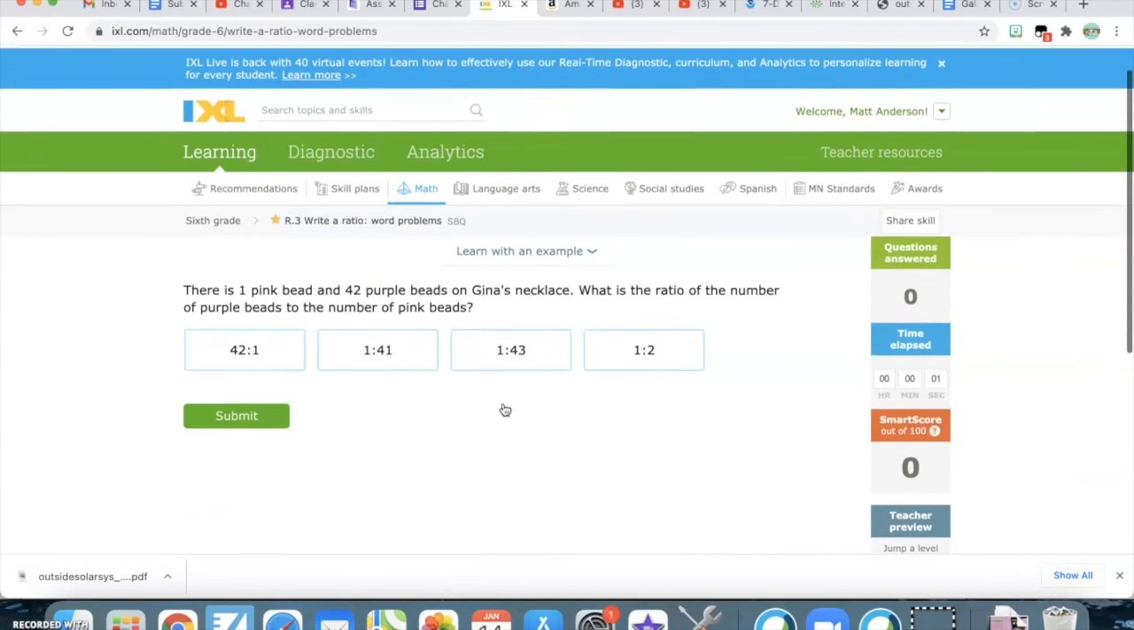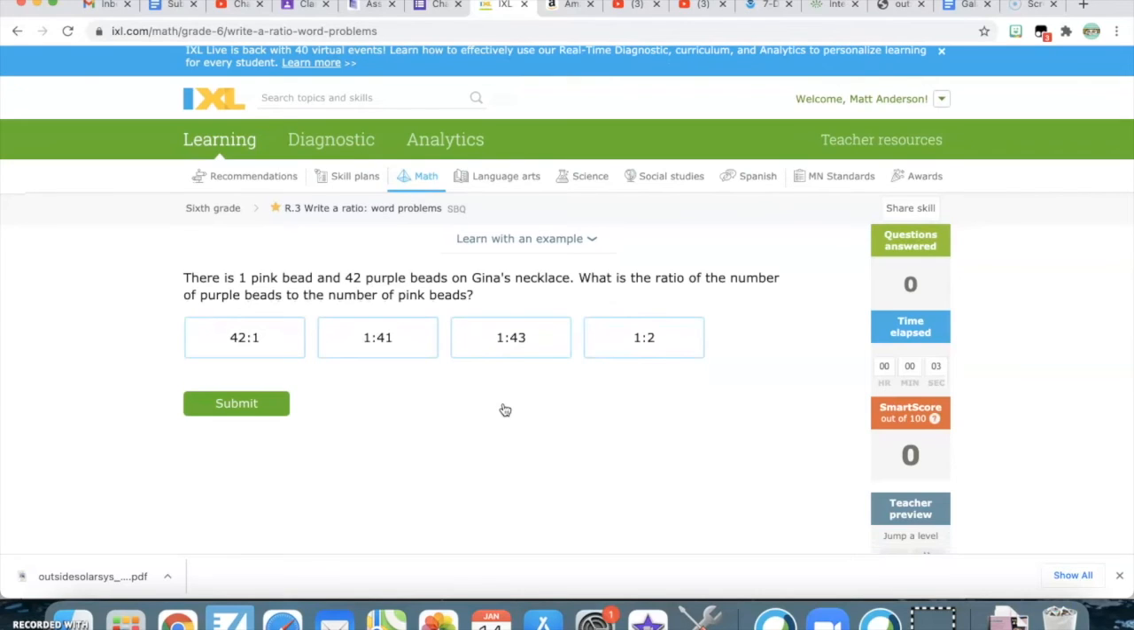Write a ratio word problems. Okay. So this is when you have to read very carefully here. There is 1 pink bead and 42 purple beads on Gina's necklace. What is the ratio of the number of purple beads to the number of pink beads? So it's asking for purple first. So I go back up in here, and I see there's 42 purple beads. So that's my first number. And then there's only 1 pink. It's asking for pink second. So it's 42 to 1. Okay.